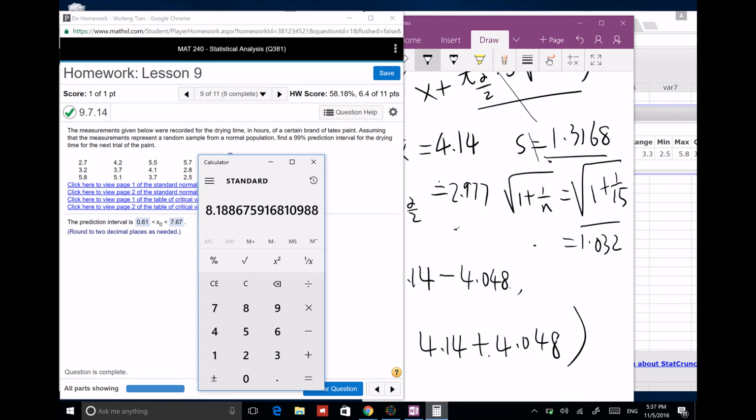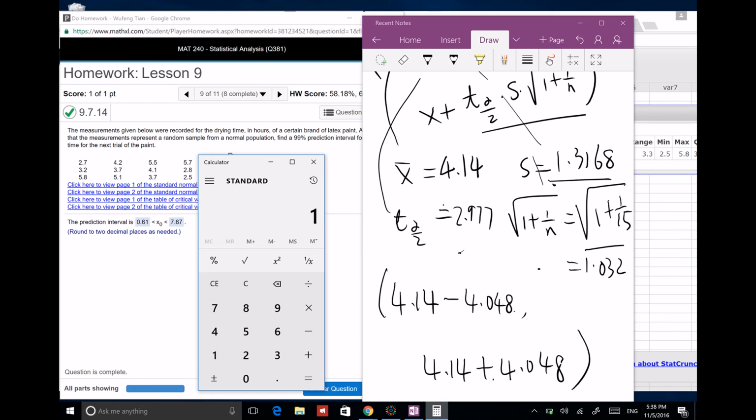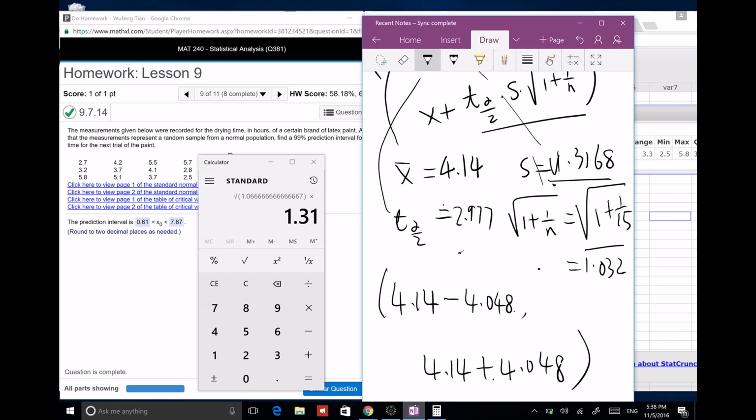Check it again. Right, so S is 16 divided by 15, take a square root, multiply by 1.31. Oh, standard deviation, my bad. No, yeah, I have to do standard deviation, not variance, and take a square root of that actually.